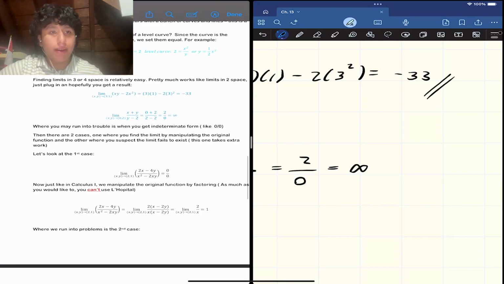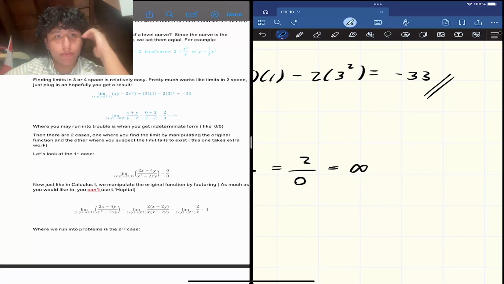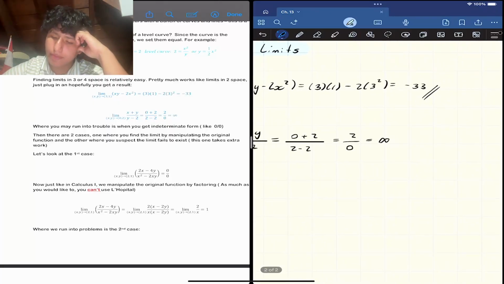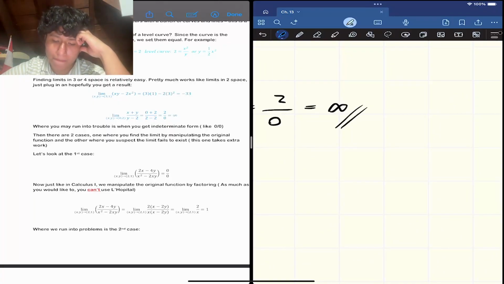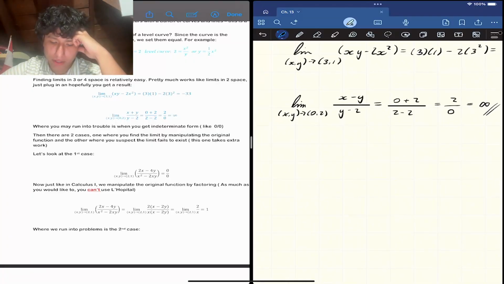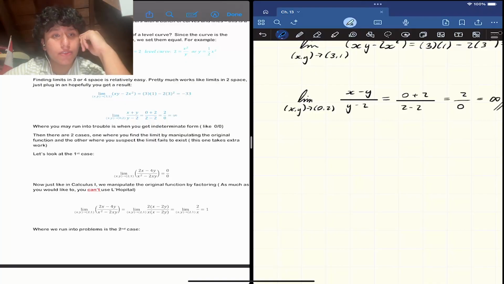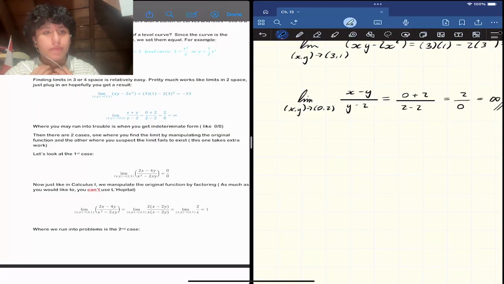So here we got a problem. Indeterminate forms are a problem. They're really not good. I wonder what they're going to do. Then there can be 2 cases. One where you find the limit by manipulating the original function, and the other where you suspect the limit fails to exist. This one takes extra work. If it takes extra work, I don't want to do it. Let's look at the first case.